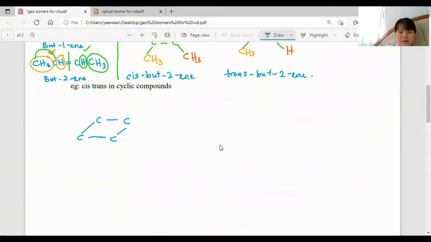This is also possible to show a cis trans if we have different things attached up and down. Again, we can't rotate this and exchange their position. That is why they are cis and trans, they're two different structures. Okay, I'll draw one of those.